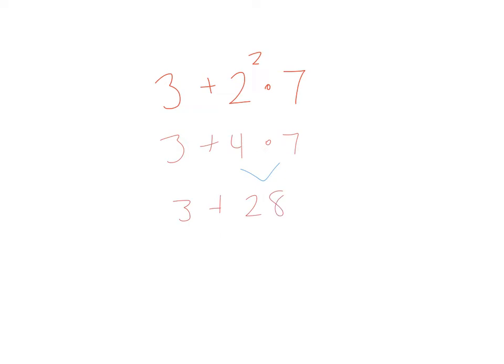That'd be 28. And then, well, the only thing I have left to do is add, so I really don't need to think about order of operations because that's all that's left. 3 plus 28 is, of course, 31.